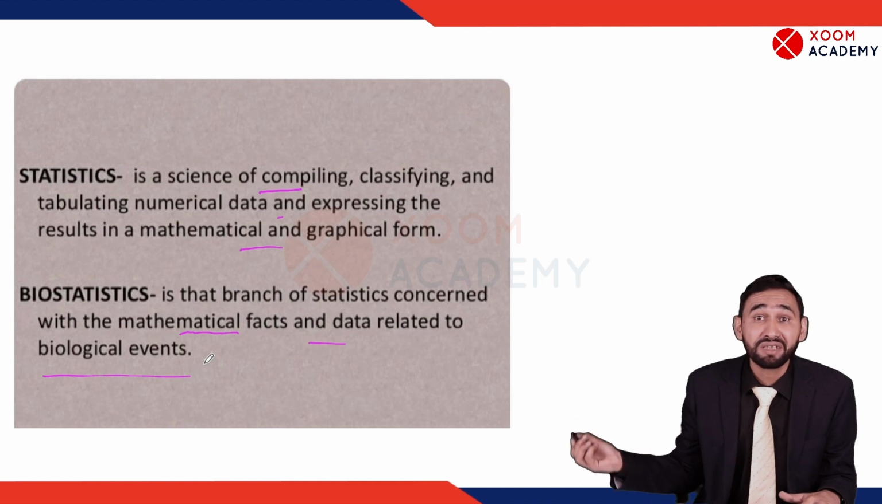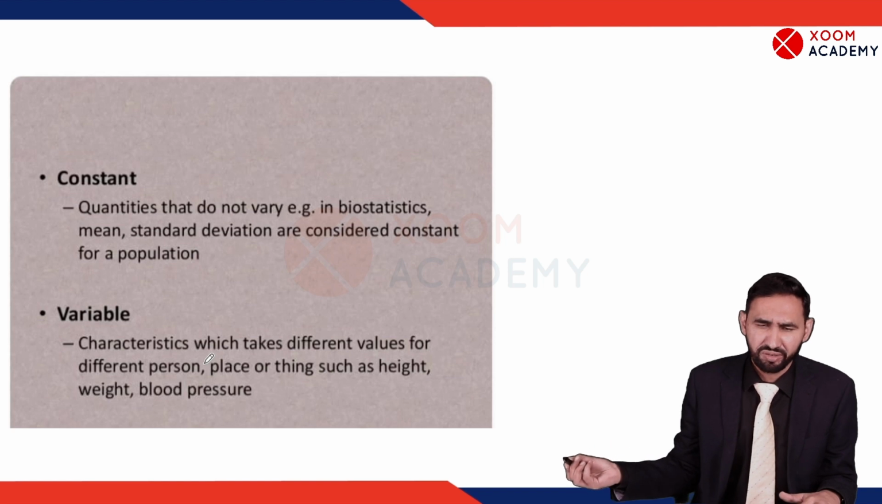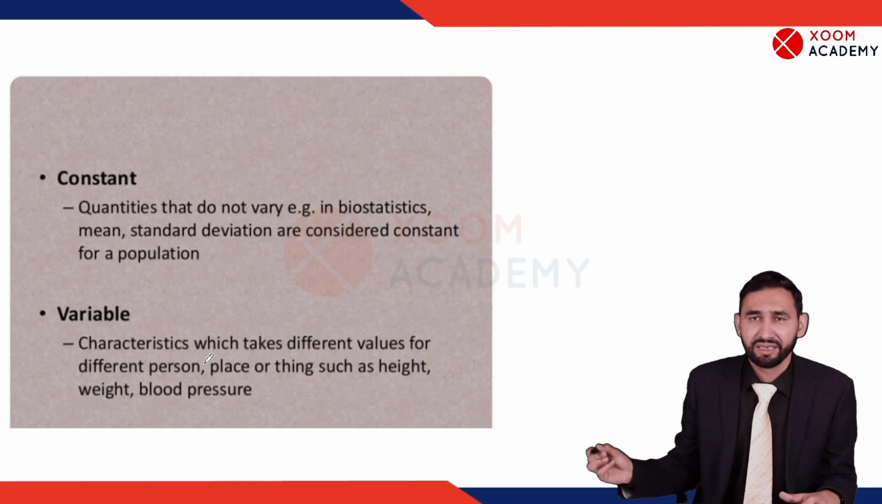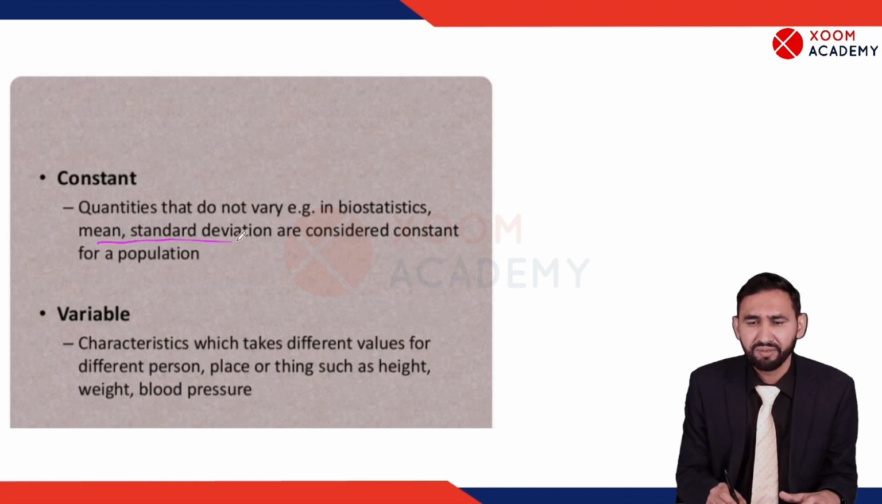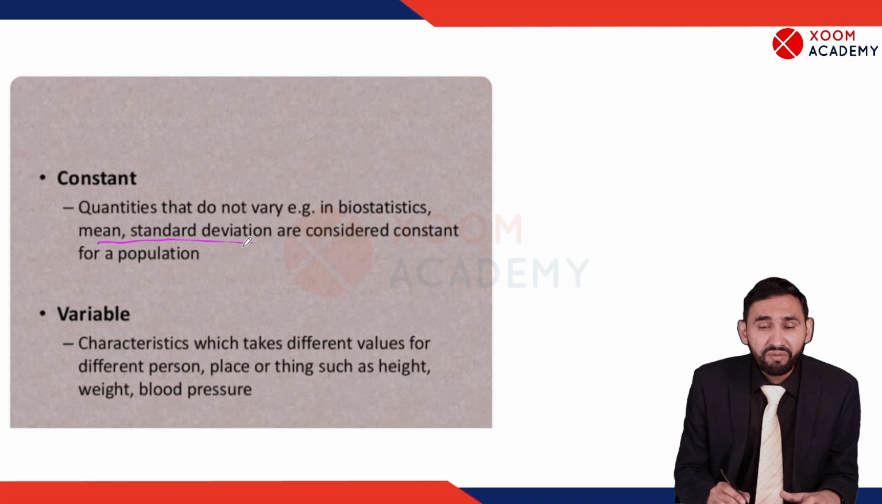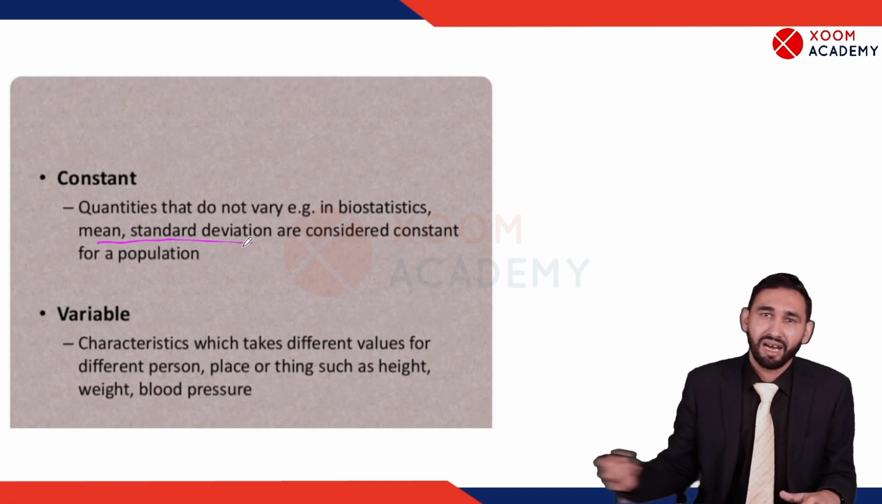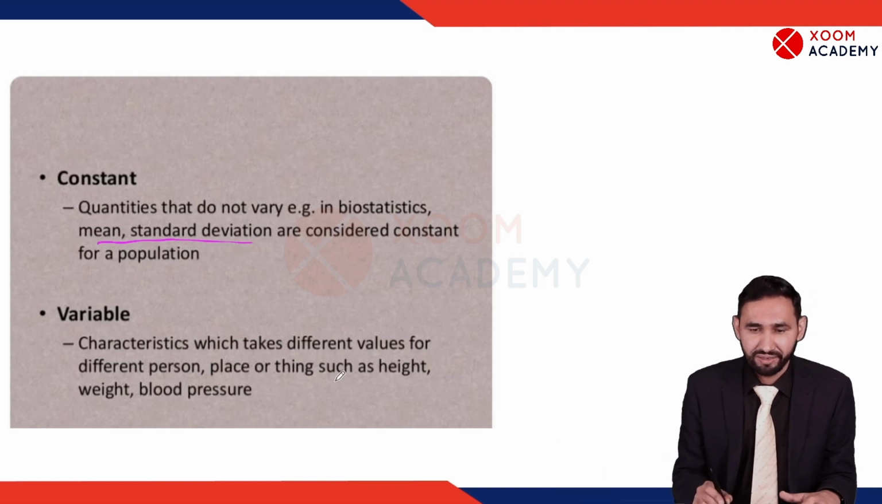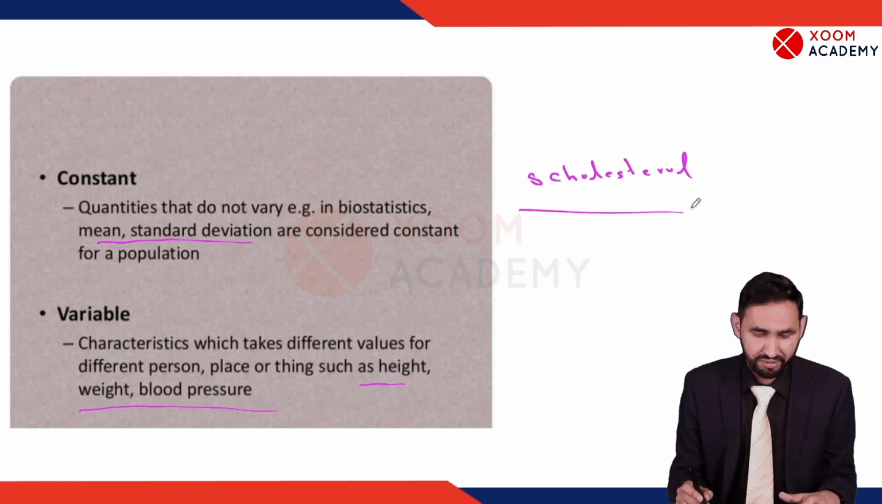Stats is basically the science of facts and figures. What is a constant? Certain constants are used. They are qualities that do not vary. They don't change. They remain the same. In biostatistics, we assume that the mean and standard deviation are constants. What are variables? Characteristics that differ from time to time, like height may differ, weight may differ, blood pressure may differ. Also, we can say that serum cholesterol is also a variable. So these are the constants and variables.